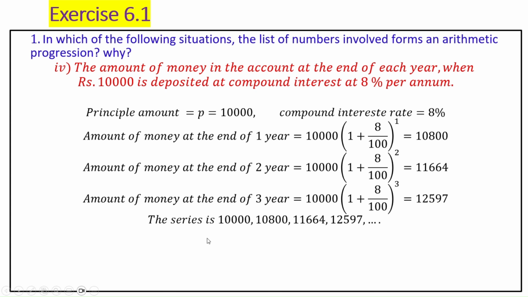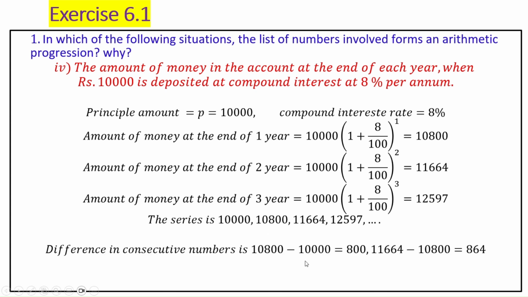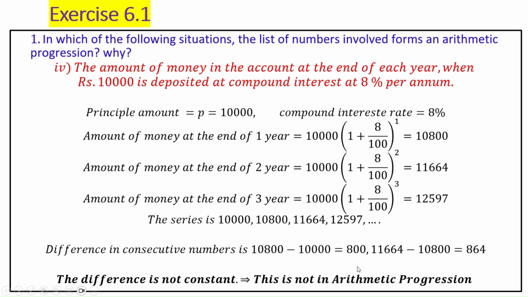Now the difference is, first it is 800, then it is 864. So both are different. Since the common difference d is different for these numbers, this series is not in arithmetic progression.